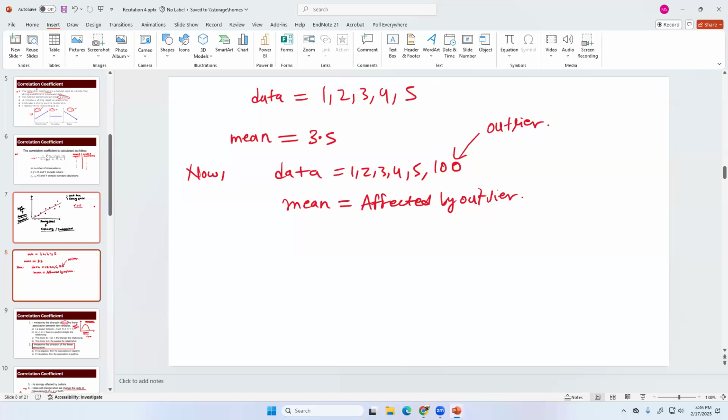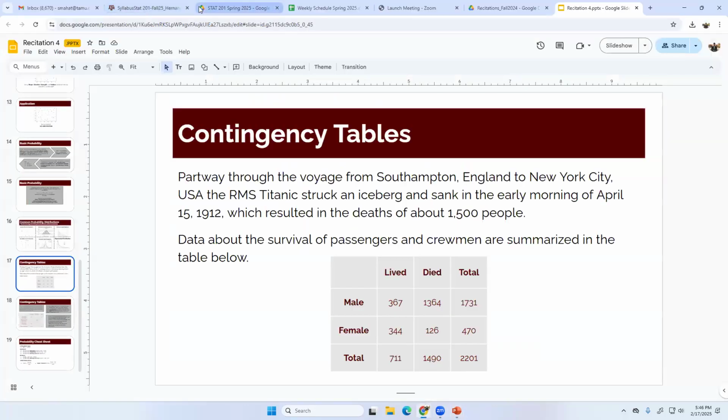So any formula you see where it has mean in it means that quantity will be affected by outliers. For example, is standard deviation affected by outliers? Yes or no? And do you guys know the formula for standard deviation?